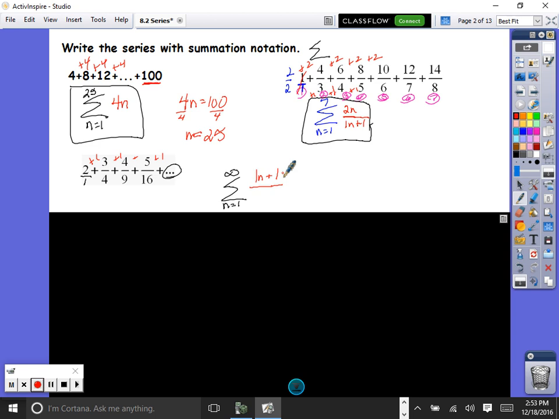In the denominator, add 3, add 5, add 7. And as we learned earlier, anytime you're adding the next odd, it is a square. So n squared. Is 1 squared 1? Is 2 squared 4? Is 3 squared 9? So this would be my series rule with the number of terms summed up.